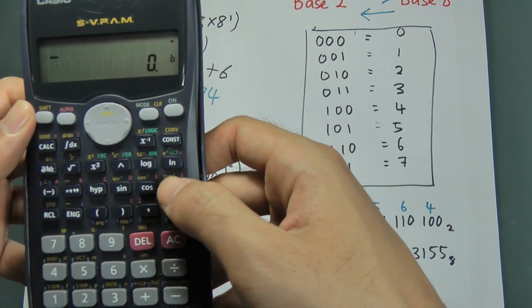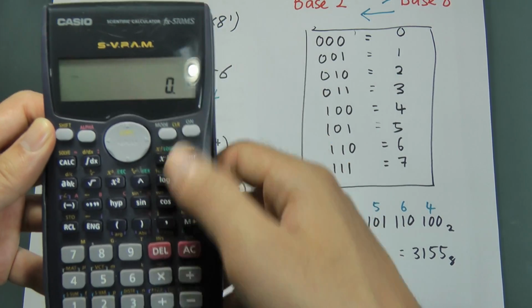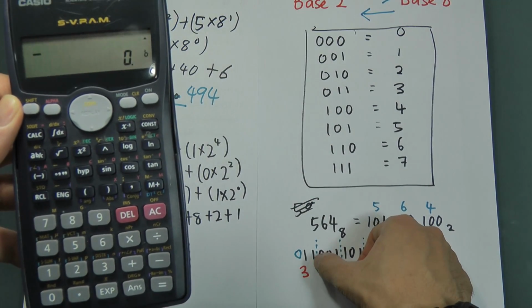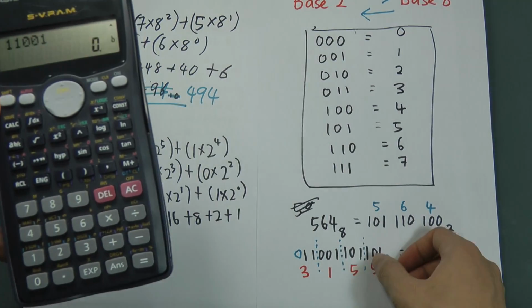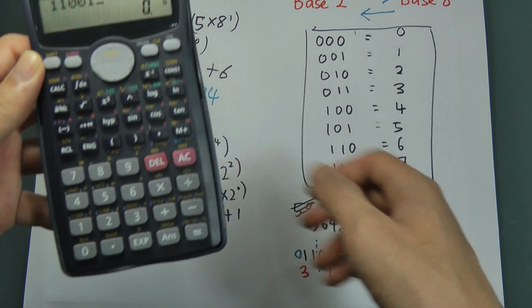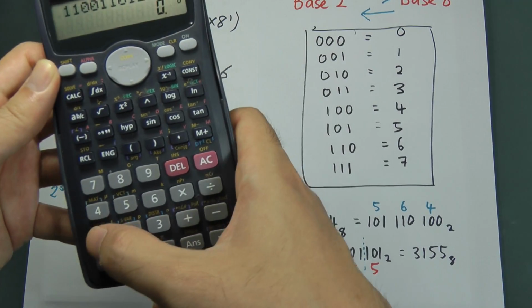And then we try this one, change to base 8. So I press BIN over here. This is what? 11001, and then 101101.